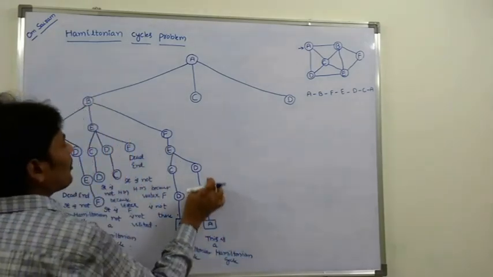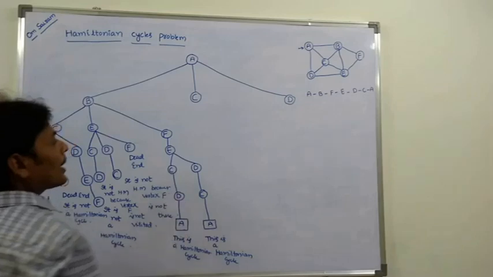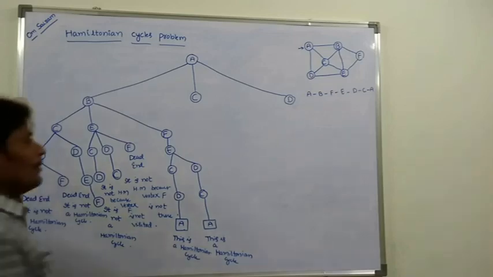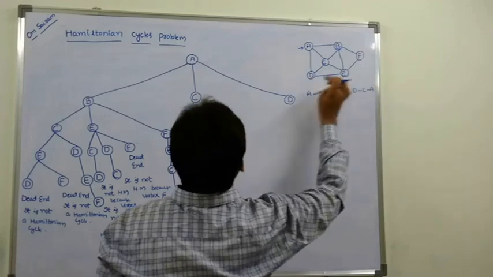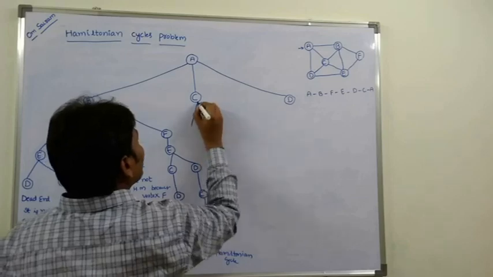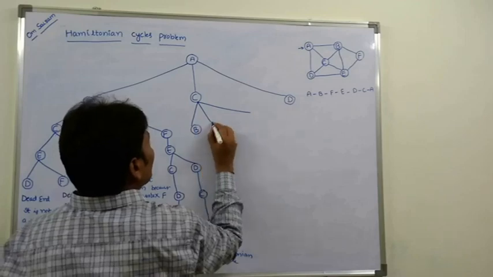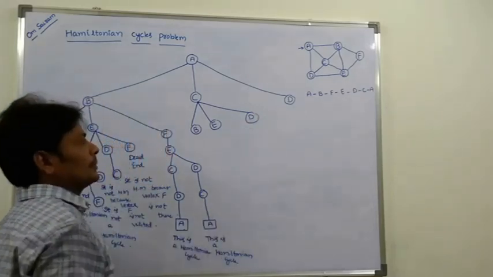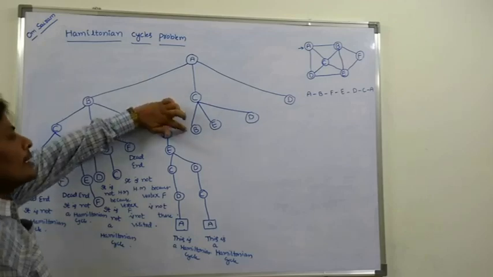Now again we have to backtrack to D, backtrack to E, backtrack to F, backtrack to B. Next we have to backtrack to A. Now consider vertex C. What are the adjacent nodes for vertex C? A, B, E, D. A is already completed, but B, E, and D are not. So vertex B, vertex E, and vertex D. Now consider the leftmost adjacent node for vertex C, that is vertex B.